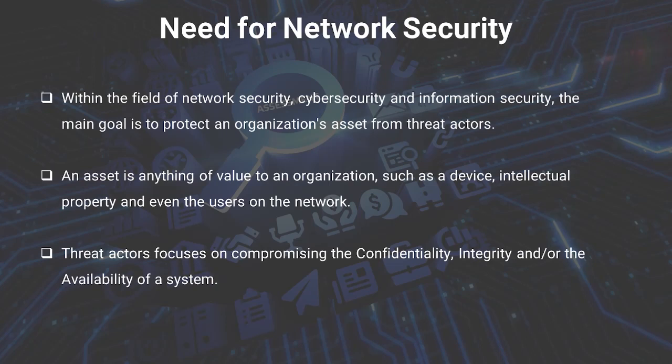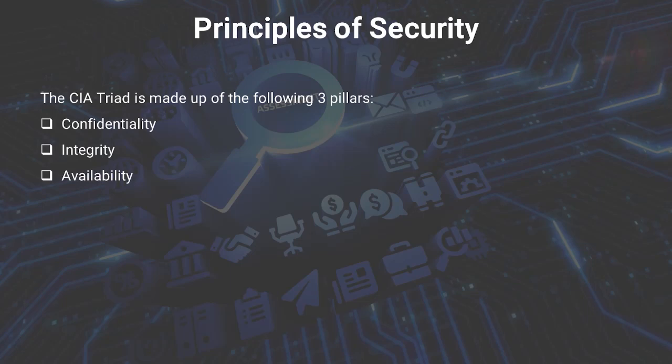Keep in mind, threat actors focus on compromising. Remember we mentioned the CIA triad. C is for confidentiality, I for integrity, and A for availability. So no matter what type of attack threat actors try to perform, or even succeed in performing, the main goal is to compromise the confidentiality, integrity, and/or availability of their target system. The principles of security are built upon the CIA triad, which is protecting confidentiality, integrity, and availability.